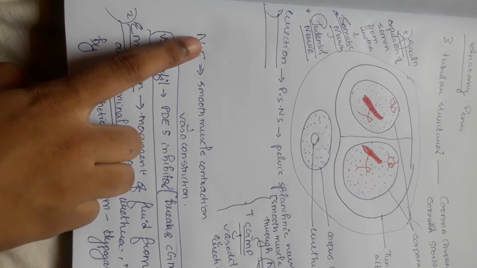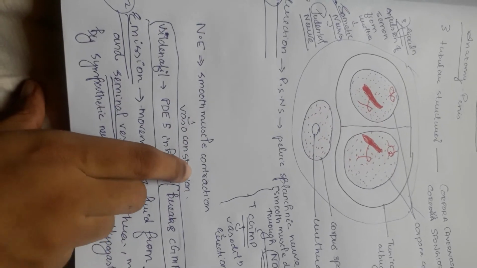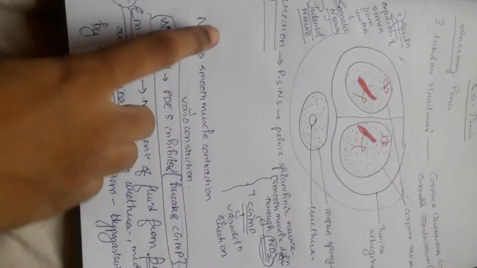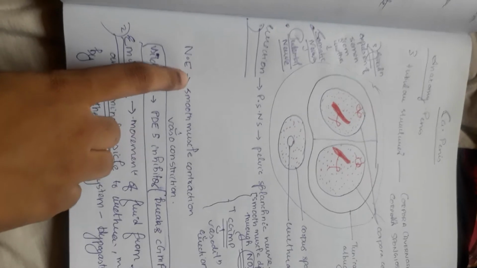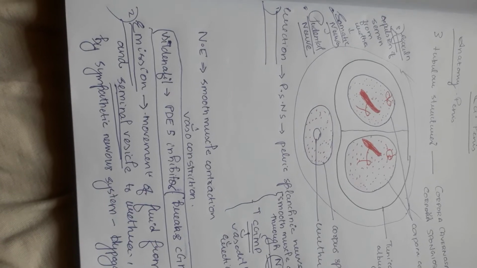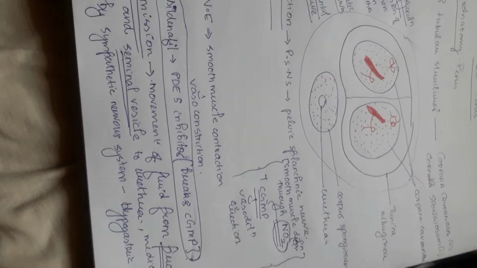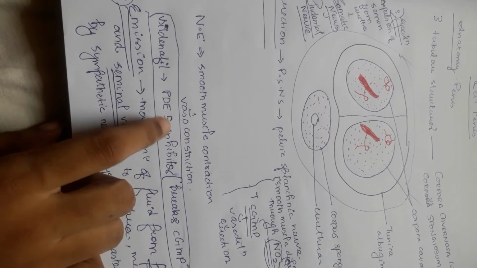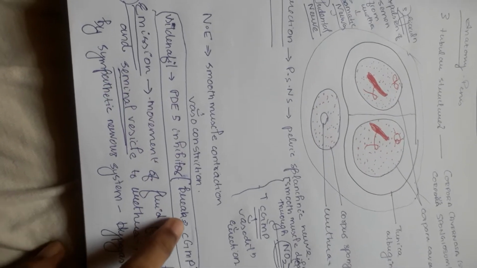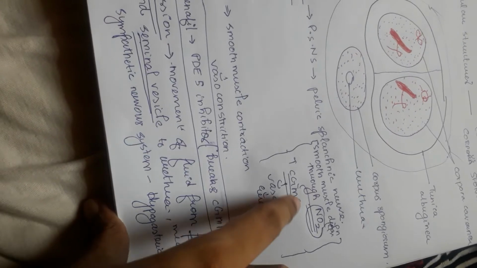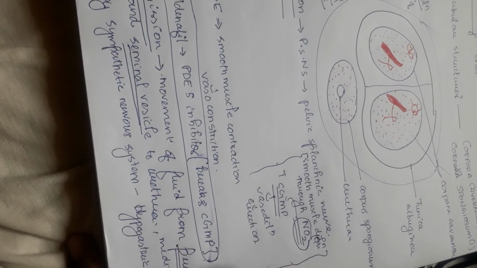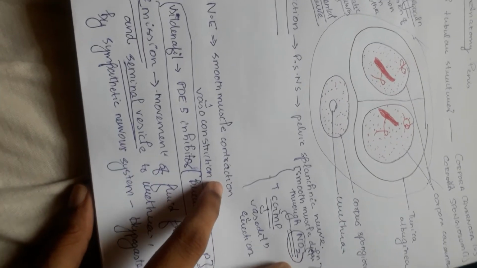So, next is about how vasoconstriction occurs. Vasoconstriction occurs through smooth muscle contraction, which is mediated by norepinephrine. Now let's see in brief about the mechanism of sildenafil. Sildenafil is a PDE5, phosphodiesterase 5 inhibitor. The function of phosphodiesterase 5 is to break the cyclic GMP. So as a result, there will be sustained vasodilatation.